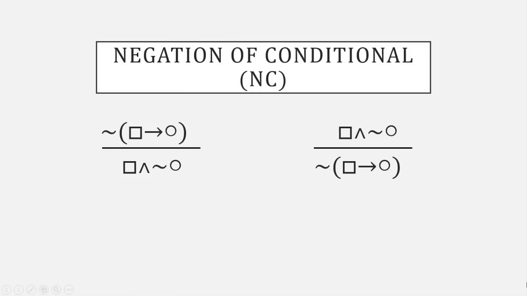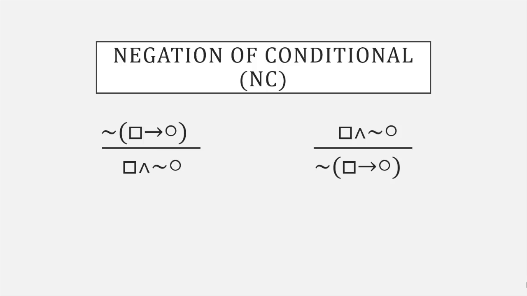Negation of conditional. This one is a useful rule. I mean, they're all fairly useful, but this one's more useful than separation of cases. If you've got the negation of box then circle, then you've got box and not circle. And if you've got box and not circle, you can get the negation of that conditional.